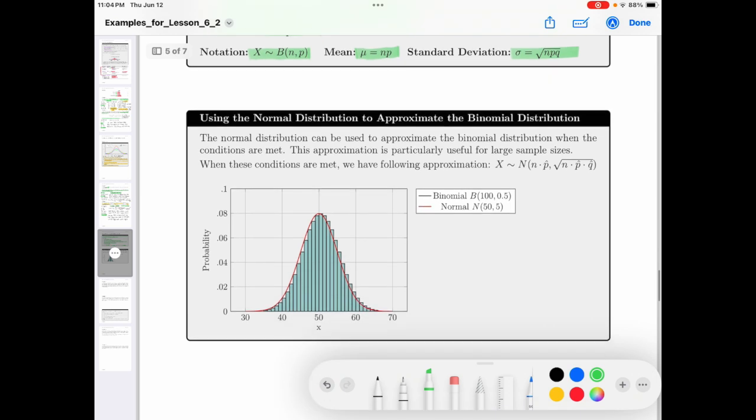When we use the normal distribution to approximate the binomial distribution, this is what it looks like. So our binomial distribution is the bar chart, and then the smooth curve over top of that is your normal distribution. So when we approximate the binomial distribution with the normal distribution, we would change our notation to X with the tilde and then the N, and then we would use our mean for the binomial distribution and the standard deviation for the binomial distribution. That would be the square root of n times p times q.